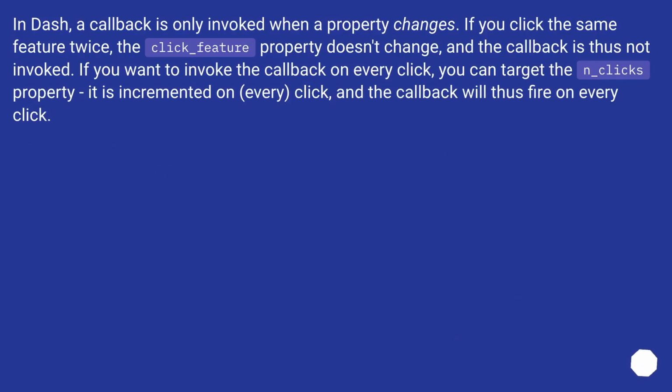In Dash, a callback is only invoked when a property changes. If you click the same feature twice, the click_feature property doesn't change, and the callback is thus not invoked. If you want to invoke the callback on every click, you can target the n_clicks property. It is incremented on every click, and the callback will thus fire on every click.